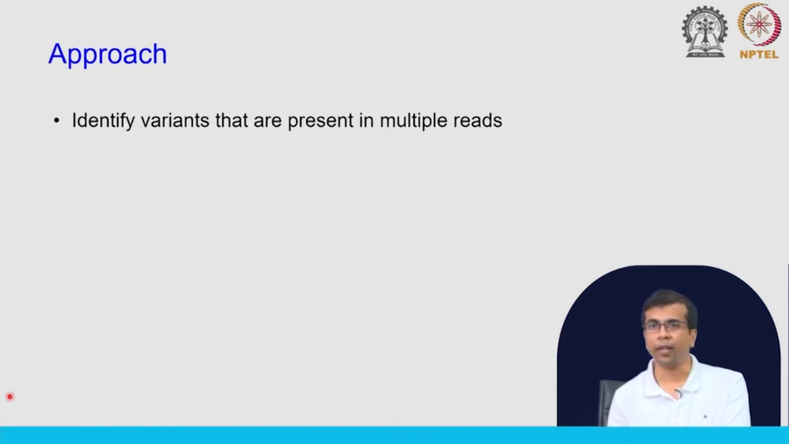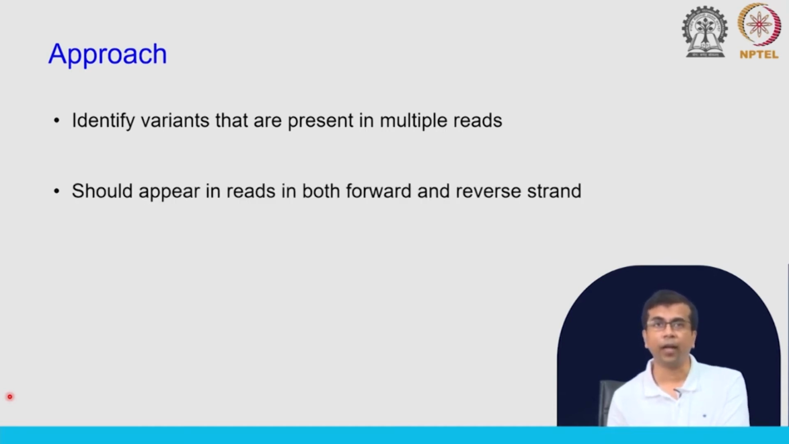So, the general approach we will talk about, and then we will go into the specific steps that we can follow and that can help us reduce these errors in variant calling. The approach is that we identify variants that are present in multiple reads, because these are high confidence variants. And these variants should appear in reads on both the forward and reverse strand. There will be reads mapping to the forward strand and reads mapping to the reverse strand, and these variants should appear in both types of reads. There should not be any strand specific bias.